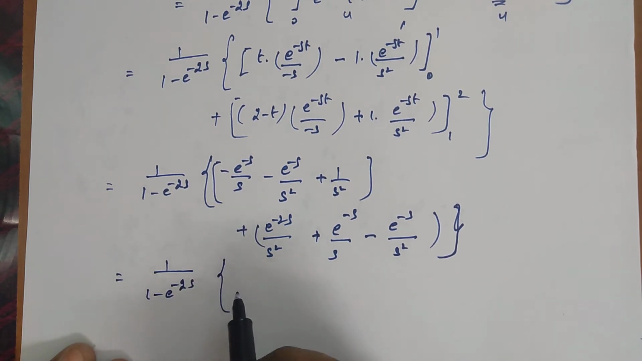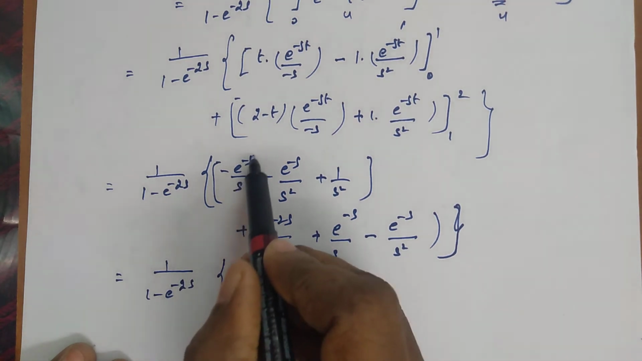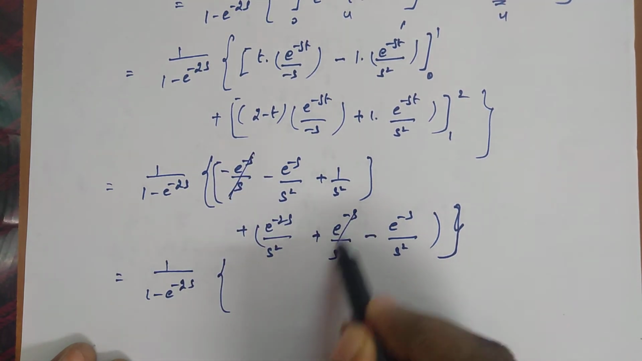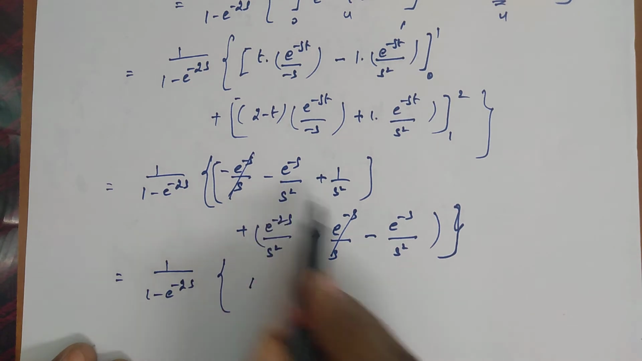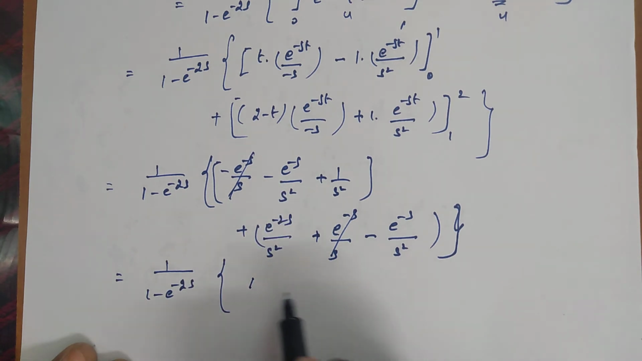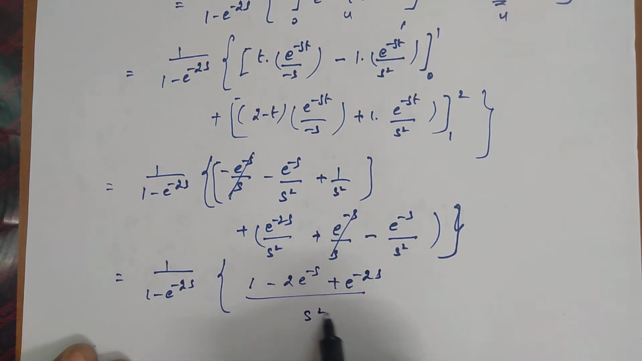Okay, e power minus s, and here we can get the plus. So we can cancel these two terms and write the positive term first, 1, and then here it is minus and here also one minus. So we can get minus 2 e power minus s, and here it is plus e power minus 2s. All the denominators are s square.